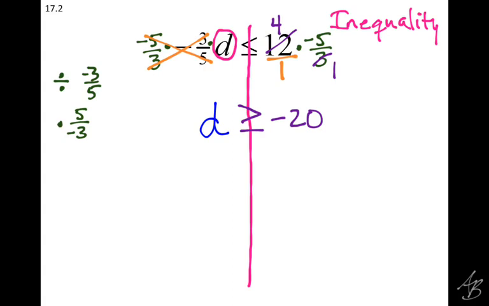Okay, we only do that when we what? When you multiply or divide by a negative. So when you're solving inequalities and you multiply or divide by a negative, we have to flip the inequality. And there's your final answer.